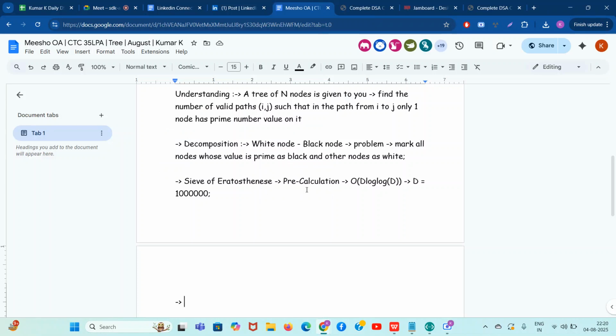So, guys, you understand the Sieve of Eratosthenes. See, everyone needs to study sometimes. You understand that, right? The Sieve of Eratosthenes, the pre-calculation O of D log D, D is 10 raised to 6. So this thing you understand, right? I also understand. And using this, immediately I know what to do.